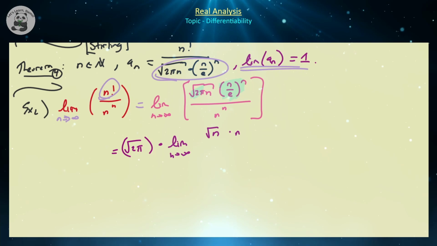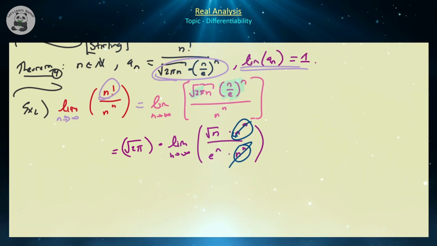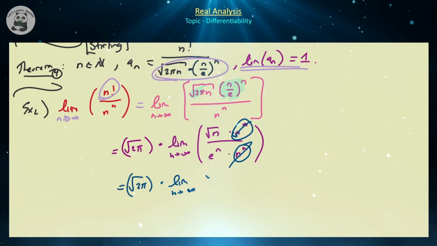I'm also going to have an n to the n. That e to the n is going to go on the bottom, and I'm going to have that n to the n that was already on the bottom. And do notice that the n to the n are going to eliminate each other. And I'm just going to be left with the square root of 2 pi times the limit as n goes to infinity of the square root of n over e to the n.